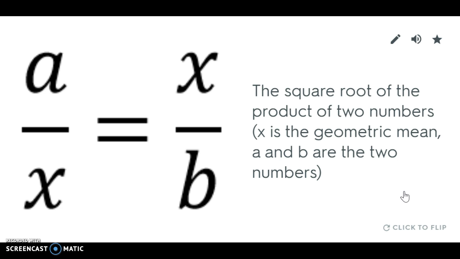So you multiply two numbers and you take their square root, and that's the geometric mean. Sometimes it's set up as a proportion, and so I would solve this by doing a times b. So I get AB is equal to x squared, and to get rid of an x squared, you take the square root. So you multiply two numbers and take the square root, and that is the geometric mean.